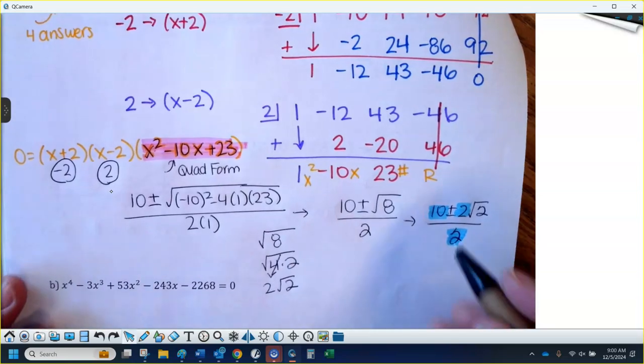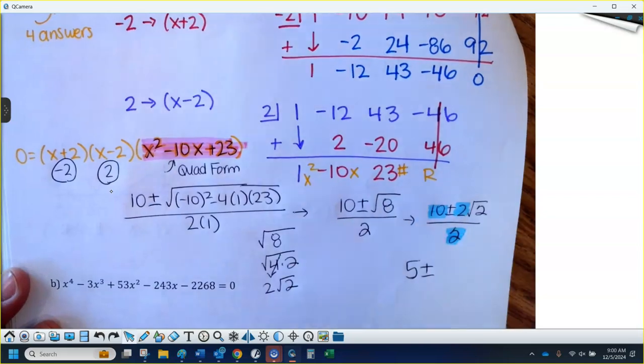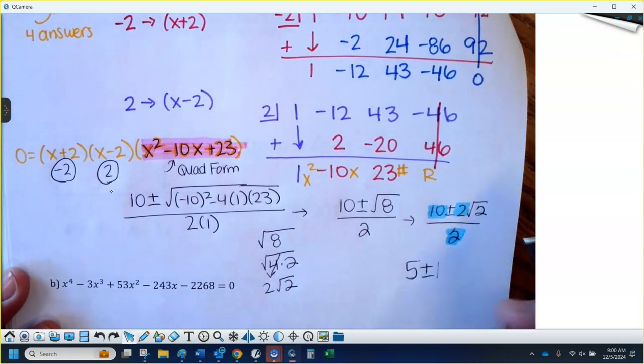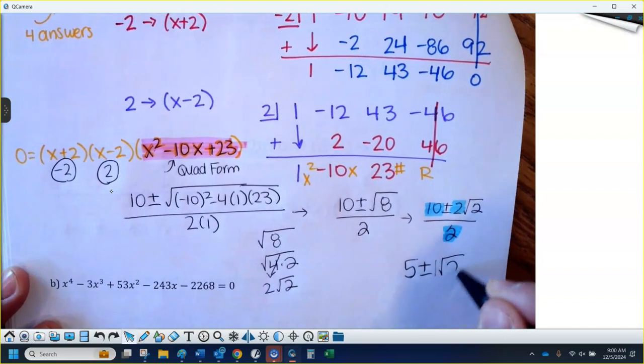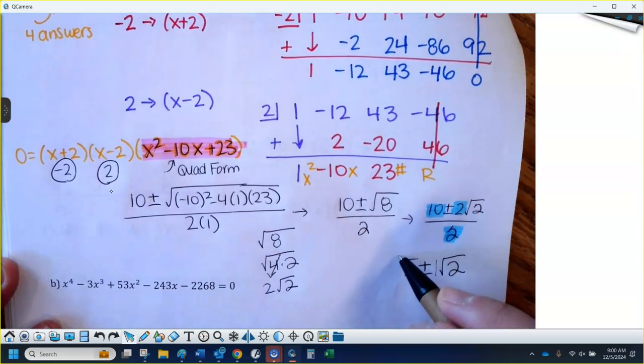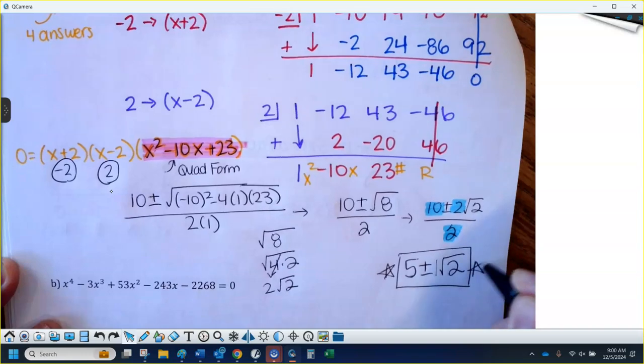So the other two answers, 10 divided by 2 is 5. Now, 2 divided by 2 is just 1, I'm just going to lightly write a 1 in here, but typically you would not see that, but it would still have a square root of 2. The answer there would probably just be written as 5 plus or minus the square root of 2. Now, this is the other 2 answers.